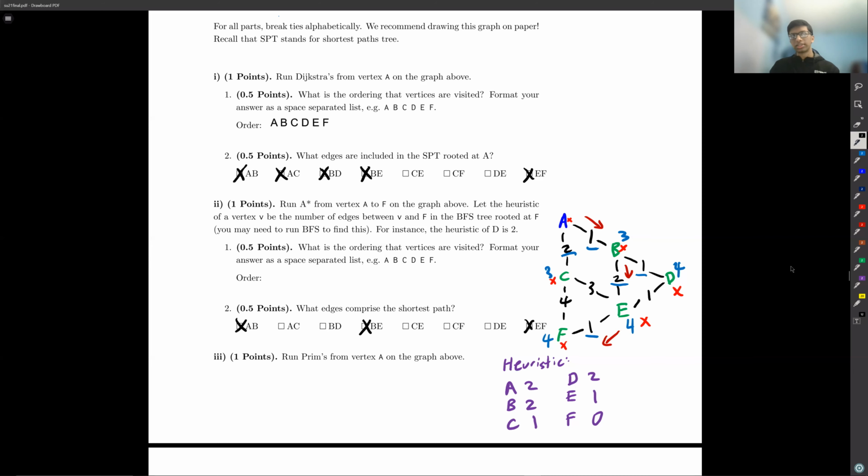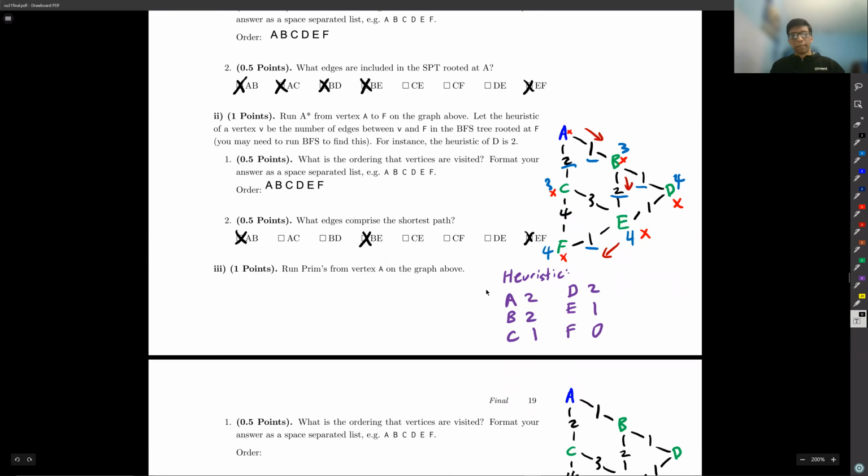But in terms of the ordering that the vertices are visited in, it turns out, based on what we just did, it's actually going to be the exact same as the previous one. Even though we had a heuristic, and it changed some of the values and some of the considerations, it still looked to be the exact same as the example that was given.